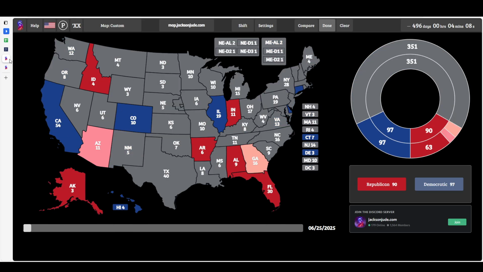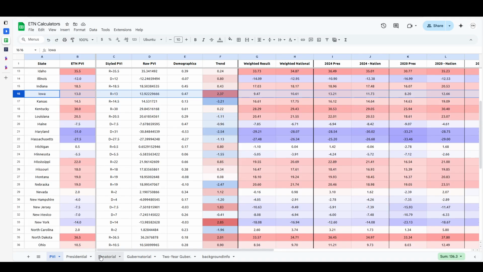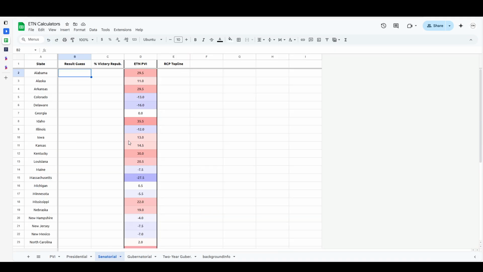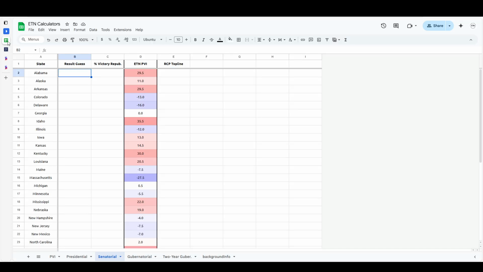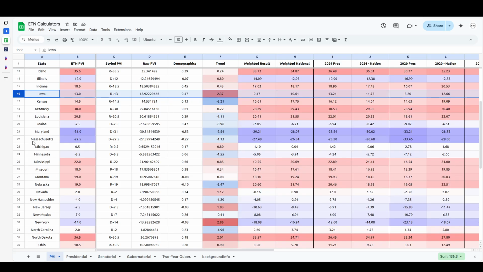Trump winning it by 13.2 did the Democrats absolutely no favors. That really is going to make things quite difficult for the senatorial race coming up, R plus 13. So that is still going to be pretty difficult for them to be able to pull off, all things considered.